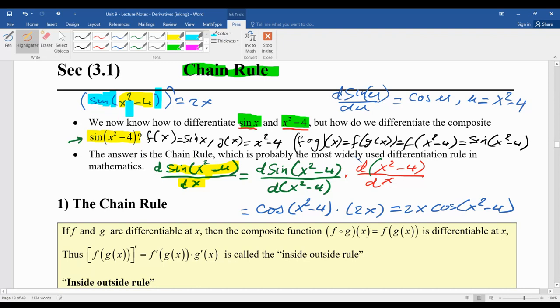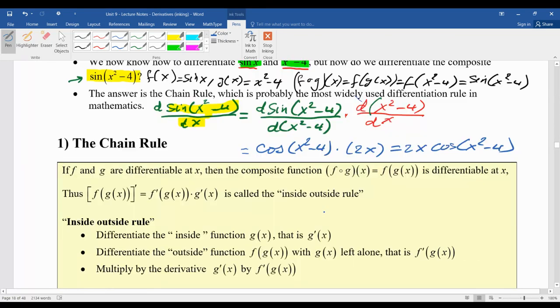But I take the derivative of x squared minus 4 with respect to x. And then when I take the derivative of sine, it will be with respect to x squared minus 4. It means I'm going to treat x squared minus 4 as if I'm taking the derivative of simply sine of x with respect to x. And that's cosine of x squared minus 4. And this is actually called the inside-outside rule, which is simpler.